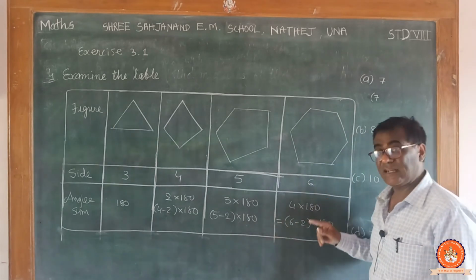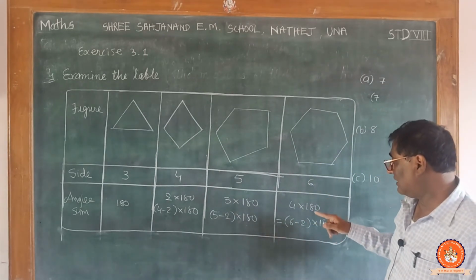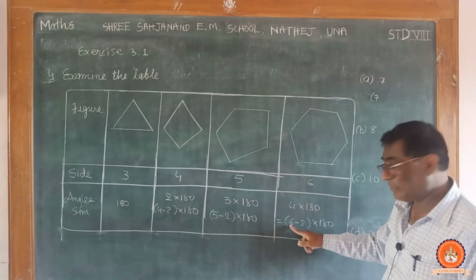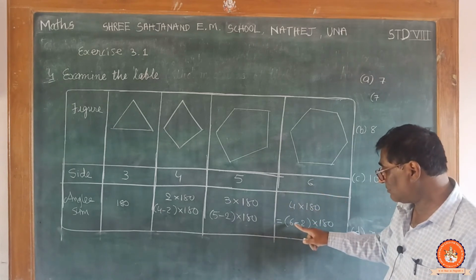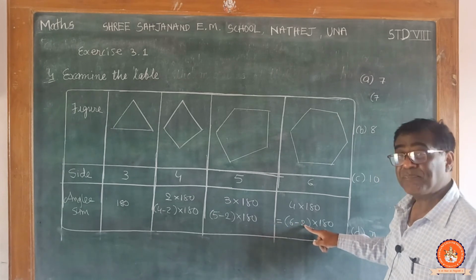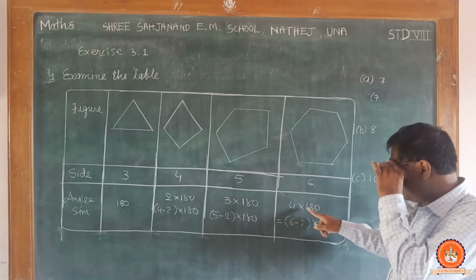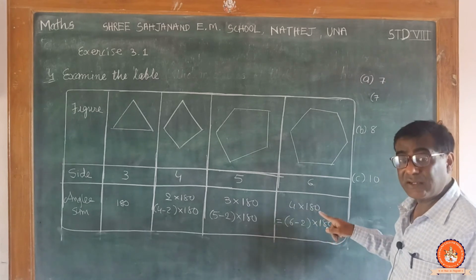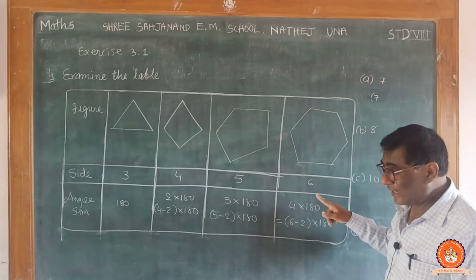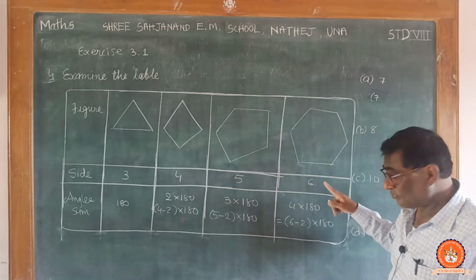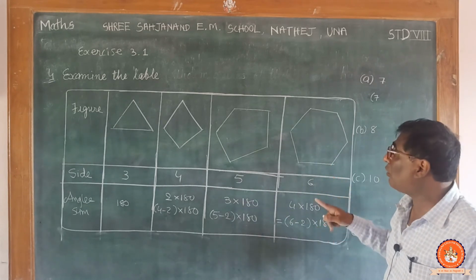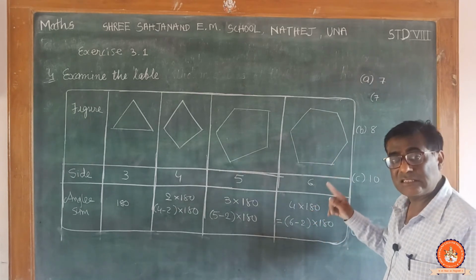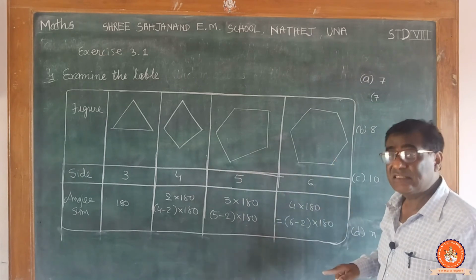Now think of a hexagon. It has 6 sides. So always number of sides minus 2. 6 minus 2 is 4, and 4 into 180 is 720. So the angle sum property for a hexagon is 720, meaning the sum of the measures of all the 6 angles of a hexagon is 720.